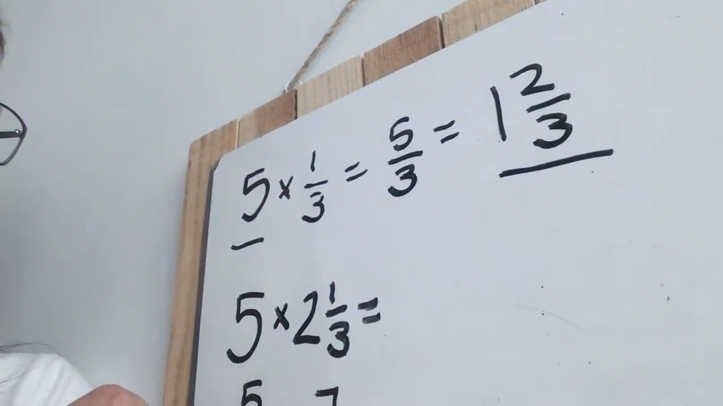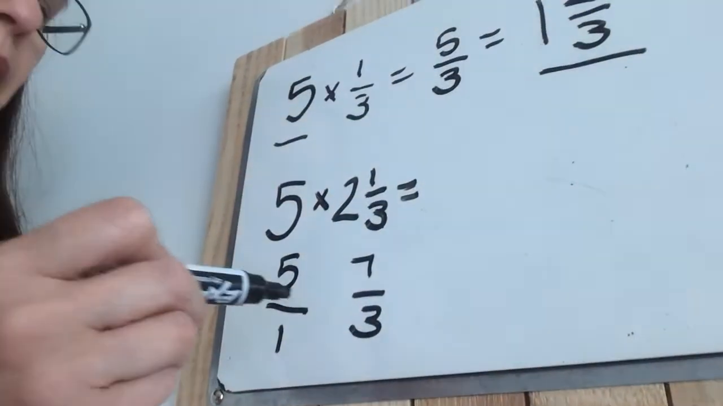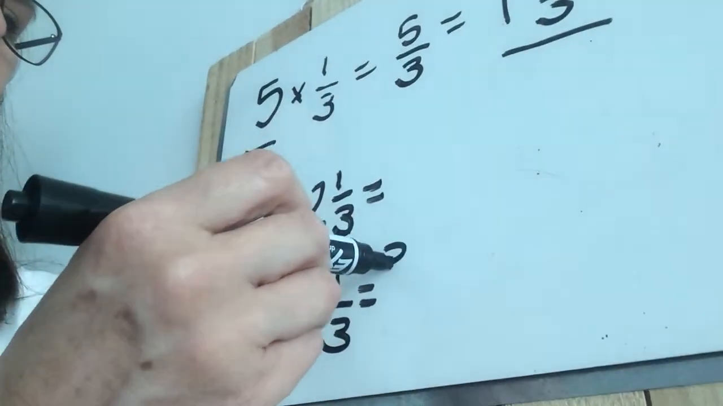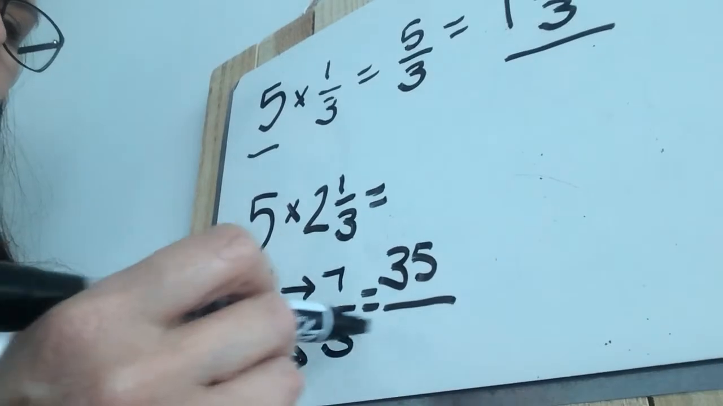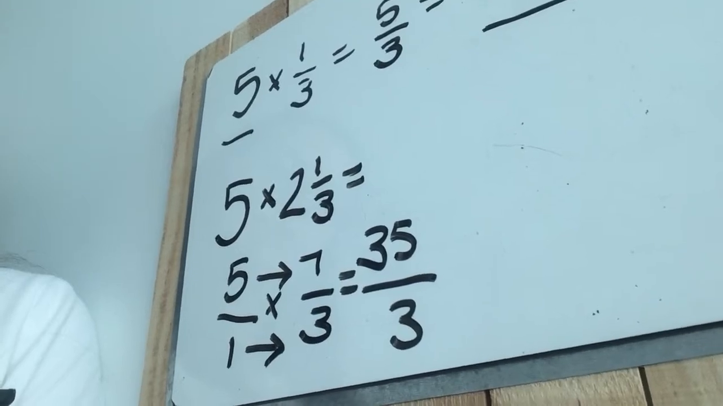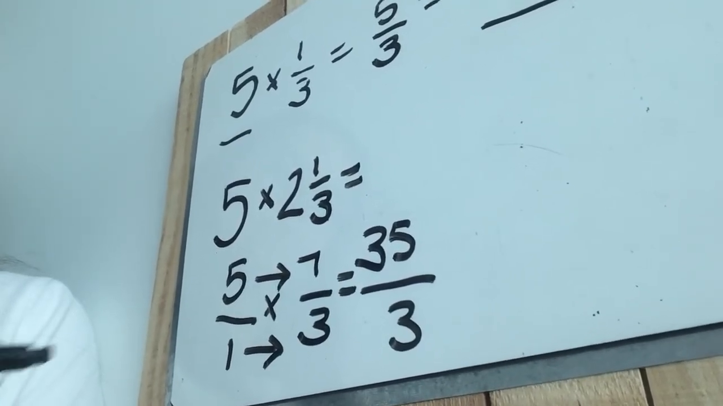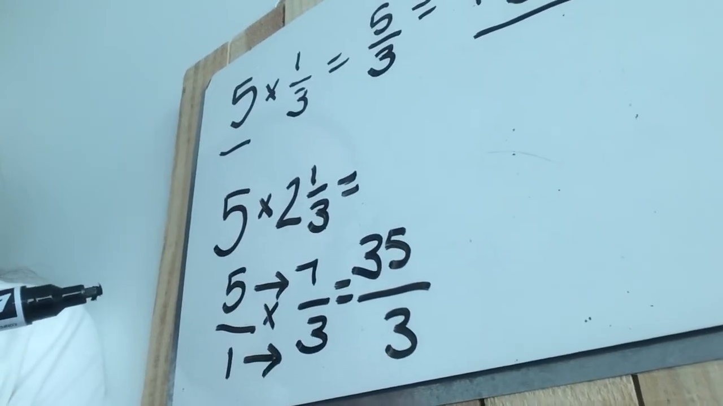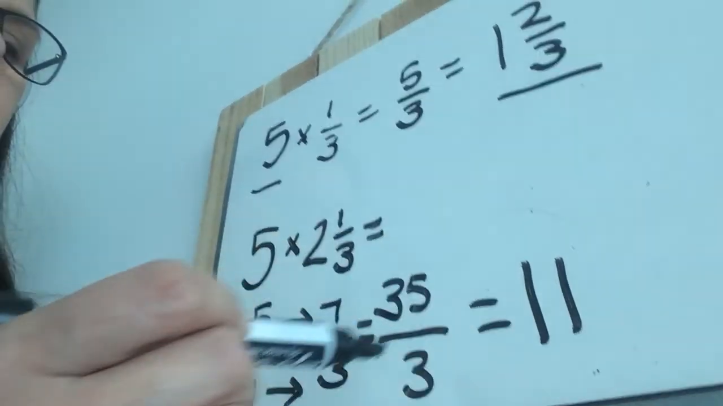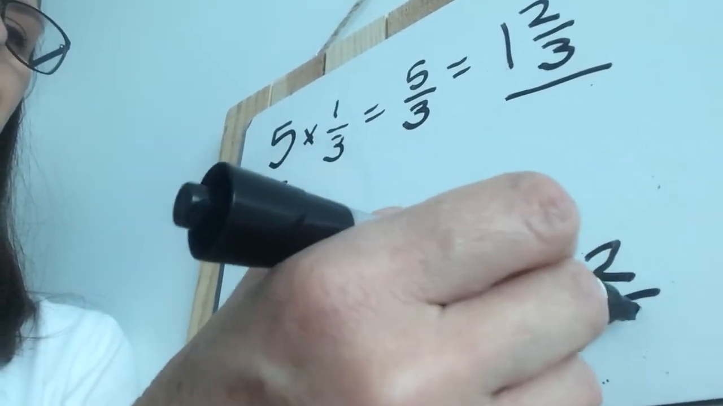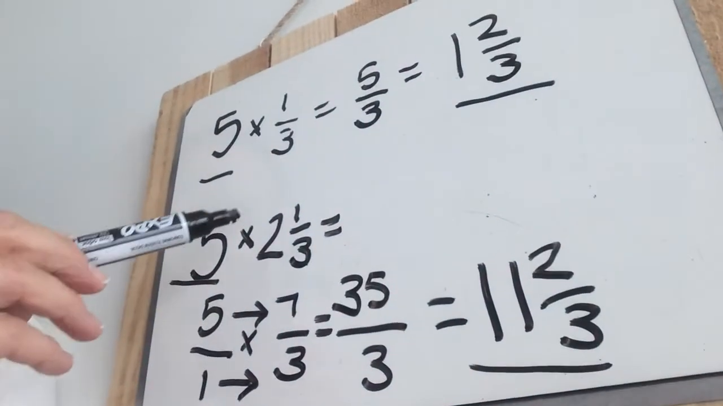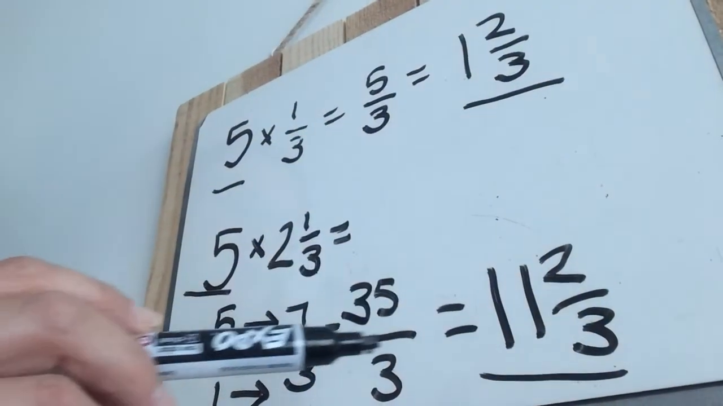And 5, if I want to turn it into a fraction, I'm going to just put my little 1 at the bottom. So I'm going to multiply across. I have 5 times 7 is 35, 3 times 1 is 3. And now I'm going to simplify this. I know that 3 fits inside 35 11 times, because 11 times 3 is 33, so that's 11. And then I have 2/3 left. So you see 5 times 2 1/3 is 11 2/3.